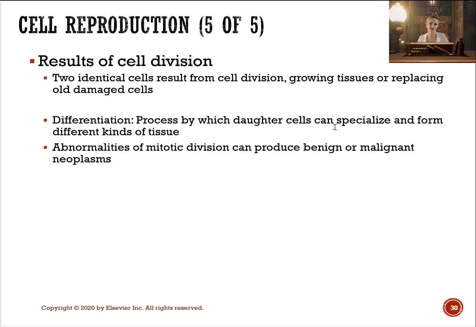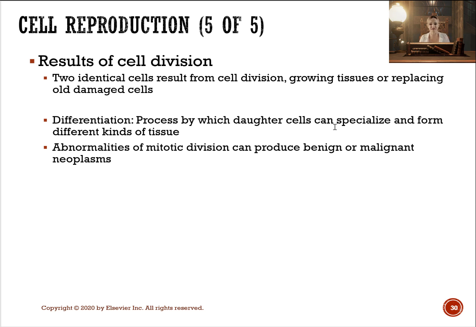So what are the results of this cell division? Two identical cells result from the cell division, growing tissues or replacing old damaged cells. What's called differentiation is the process by which daughter cells can specialize and form different kinds of tissue.